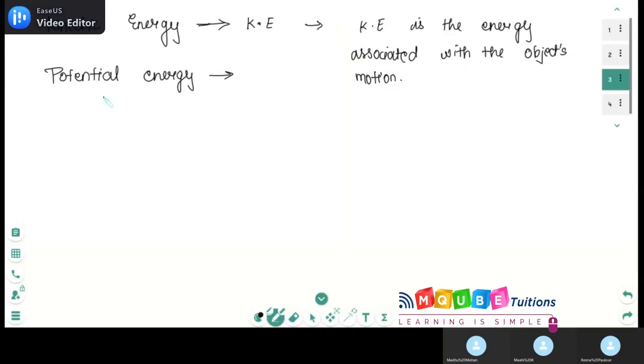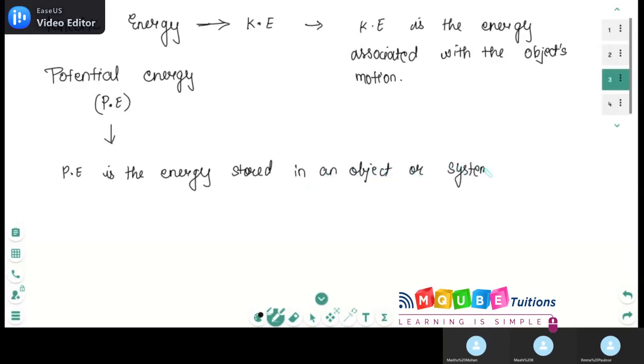On the other hand, when we're talking about potential energy, just like kinetic energy can be represented by KE, potential energy can be represented by PE. So what is potential energy? Potential energy is the energy stored in an object or system of objects. Are you understanding? So potential energy is the energy that is possessed by every object that is in the rest position. Are you understanding this one?